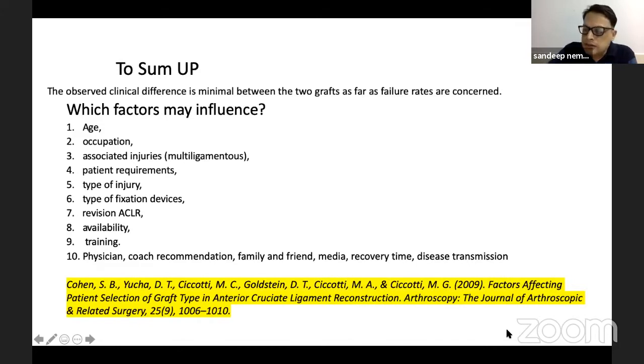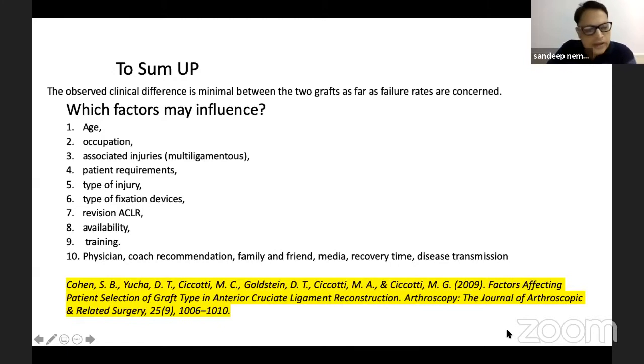Then revision ACL. If there is an ACL reconstruction which has failed and the graft used earlier was semitendinosus, then you have the option of a bone patellar tendon bone graft. Then availability, say in multiligamentous injury of the knee or revision ACLs, what is available to you? Then training, how one is trained.